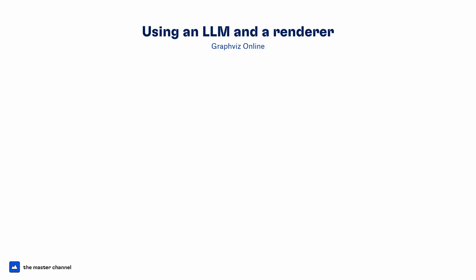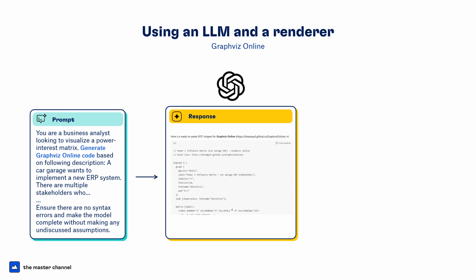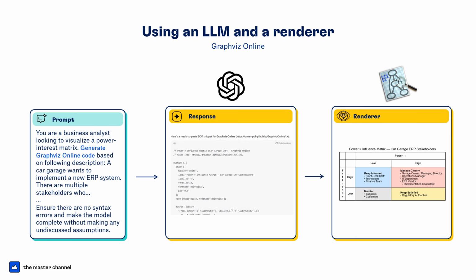Let's look at another example, where we again use an LLM and a renderer. We want to generate a power interest matrix for our ERP system. We ask ChatGPT to generate a Graphviz code that Graphviz Online can render. ChatGPT provides us with the code, which we can paste into the Graphviz Online editor.